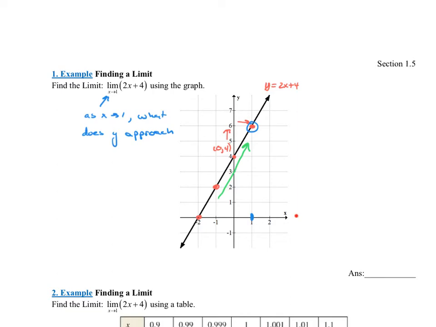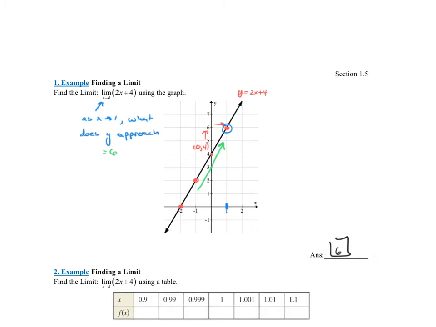Same thing from the right. As I approach x equals 1 from the right, what's my y value approaching? Look at my laser pointer. It looks like my y value is decreasing to the value of 6. So what we've just shown is we know the y value is approaching 6, so my final answer would be 6. We just determined the limit as x approaches 1 of 2x plus 4 would be 6. As x approaches 1, my y value approaches 6. So that's graphically, all you're doing is looking at what the y value approaches.